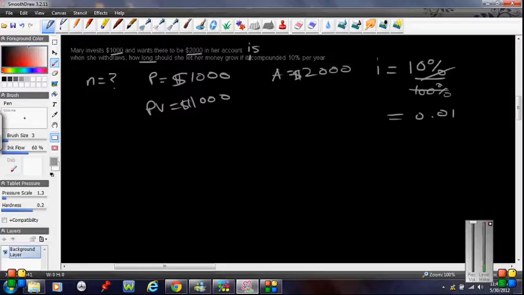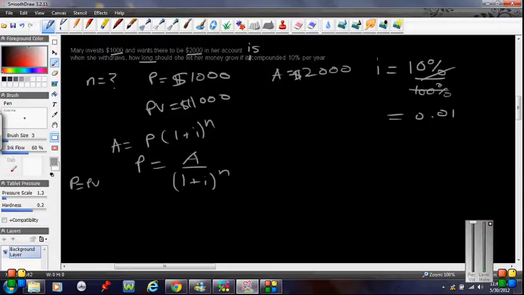So, like always, let's write down our formula. I'm just going to derive it. A is equal to P times (1 plus i) to the power of n. Divide, so P is equal to A over (1 plus i) to the power of n, right? So we can say P is equal to PV. So it's essentially PV is equal to A over (1 plus i) to the power of n.